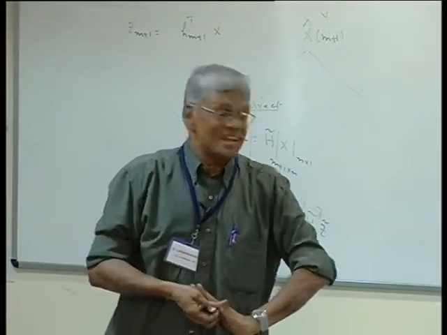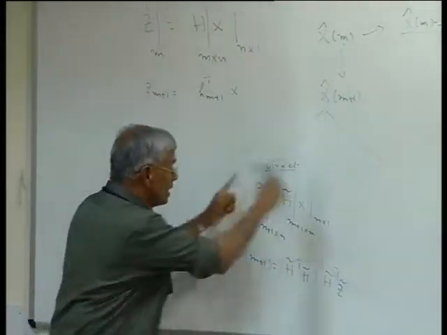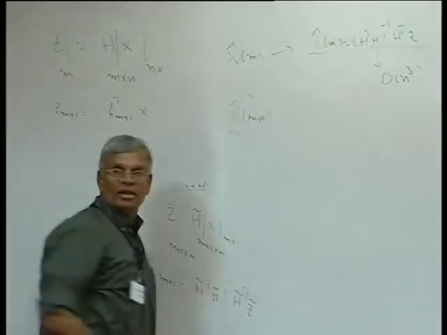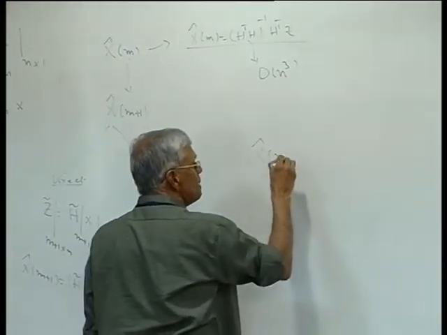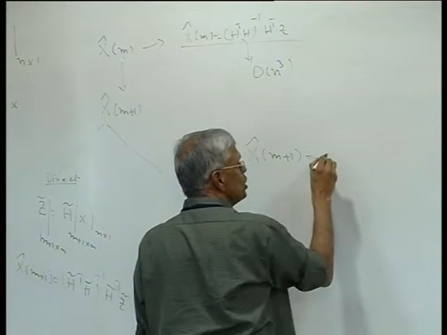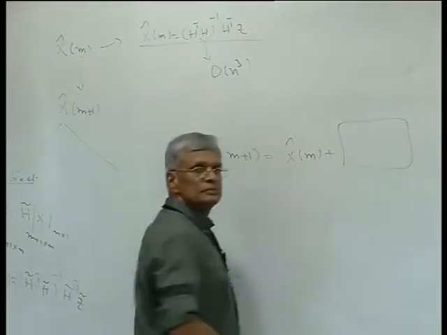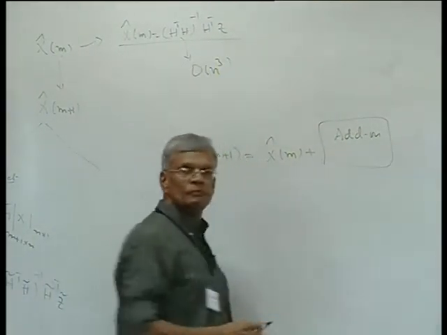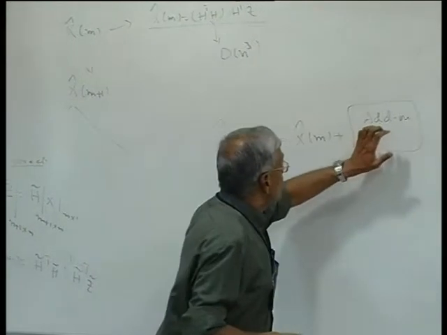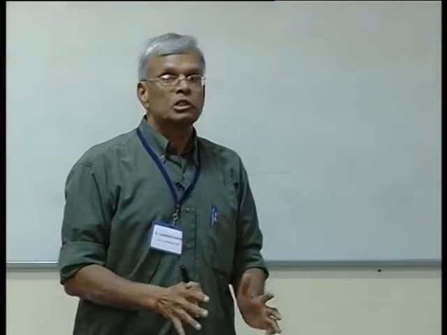So what is the idea here? In here, I'm not using my old result. So what is the recursive method? The recursive method calls for being able to compute the new one from the old one plus a correction term, an add-on term, where the computation of the add-on term should not be expensive. It should be much less than n cube.